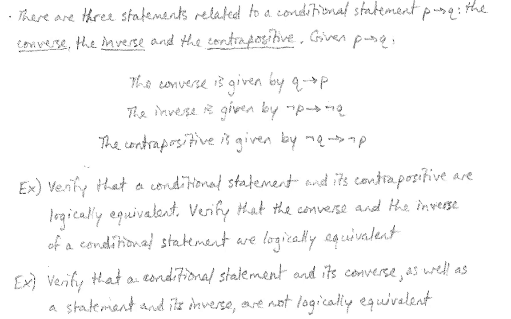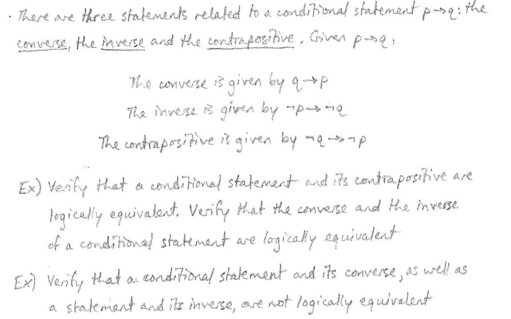The inverse of P implies Q is going to be not P implies not Q. So you're going to take the not of each of your pieces and then do the implication or the conditional in the same corresponding order. So the inverse of my sentence, if the sky is blue, then the grass is green, would be, if the sky is not blue, then the grass is not green.